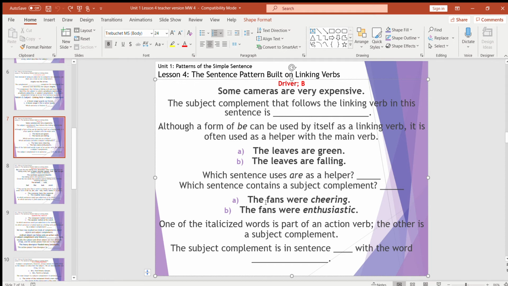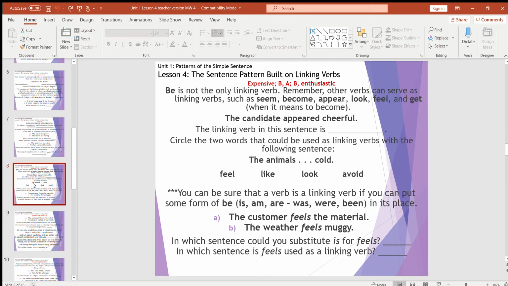I hope you said B, because it finishes off with the subject complement of what word? Enthusiastic. Enthusiastic describes the fans. Whereas in A, the fans are actively cheering. That is the action that they are doing. Alright, so be is not the only linking verb. Remember, there are lots of other linking verbs. Some other verbs can serve as linking verbs, such as seem, become, appear, look, feel, and get, whatever it means to become. Why don't you go ahead and circle or highlight those.